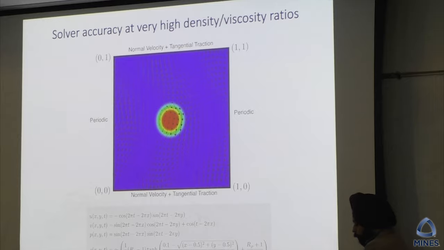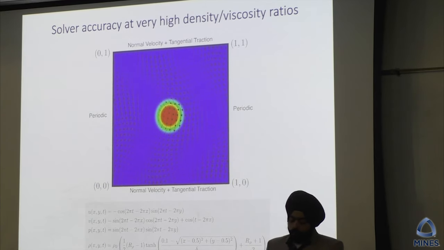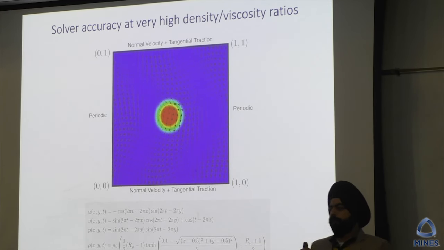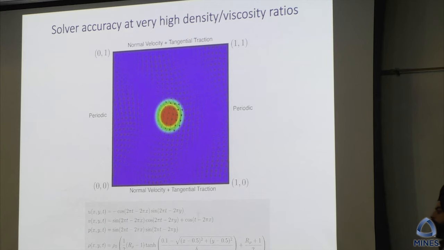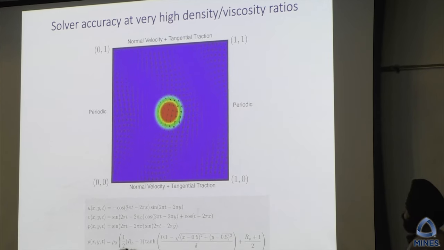Okay, so that makes sure that our solver is scalable, that with increasing grid size or increasing degrees of freedom, we limit the number of iterations. It doesn't blow up. But what about the order of accuracy? So here is a test to see that.